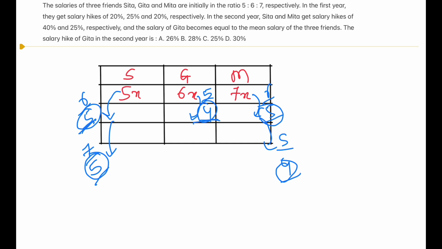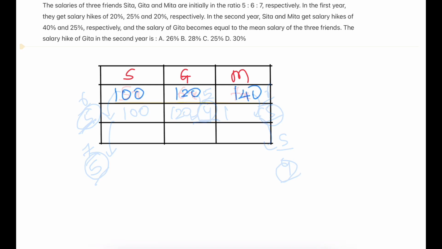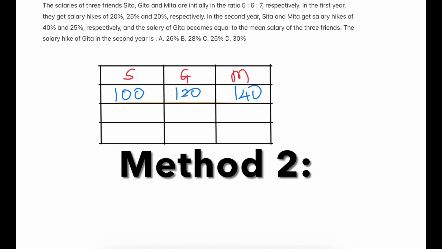Okay, so for 5 and 4, the least common multiple is 20. What I will do is multiply the ratio of 5, 6 and 7 throughout by 20. So instead of taking the values as 5x, 6x and 7x, we'll take them as 5 into 20, 100, 6 into 20, 120 and 7 into 20, 140. We'll assume the initial salaries as 100 rupees, 120 rupees and 140 rupees. That will make life super easy in this question now. And now you will see the magic happening before your own eyes.